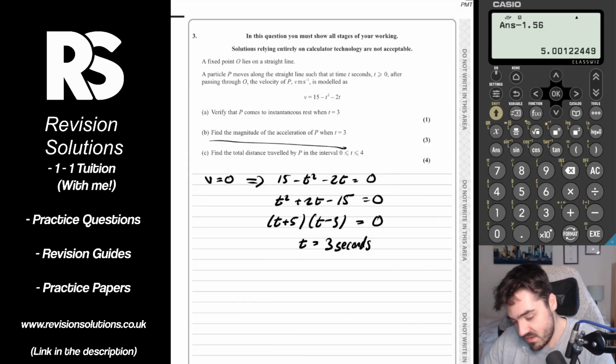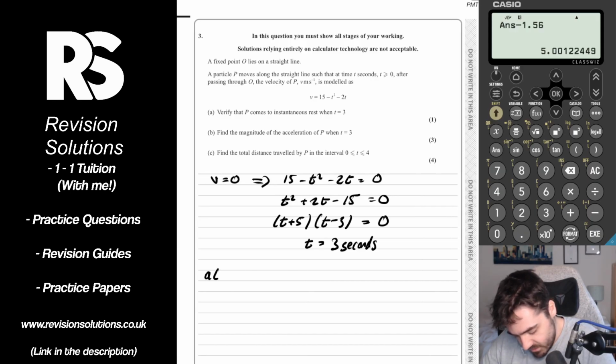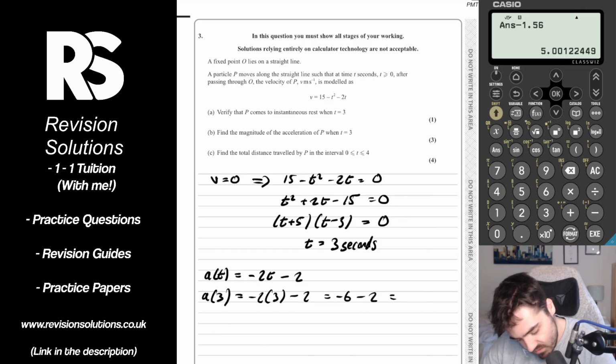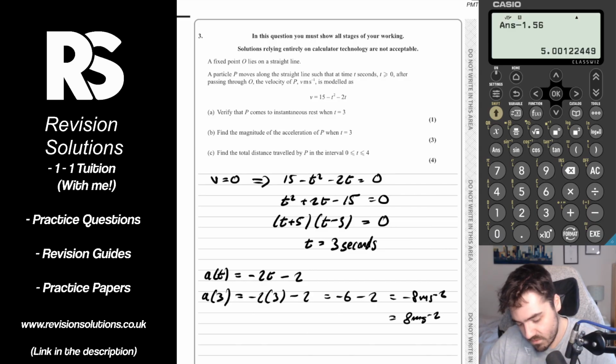Yeah, for part B, we need the acceleration function. So we need to differentiate to get the acceleration function. So acceleration as a function of time is going to be minus 2t, and then minus 2. And then we just want the acceleration at t equals 3. So a of 3 would be minus 2 times 3 minus 2. That's minus 6 minus 2, which is minus 8 meters per second squared. They asked for the magnitude, so let's just fix that and forget about the sign. So it's 8 meters per second squared.